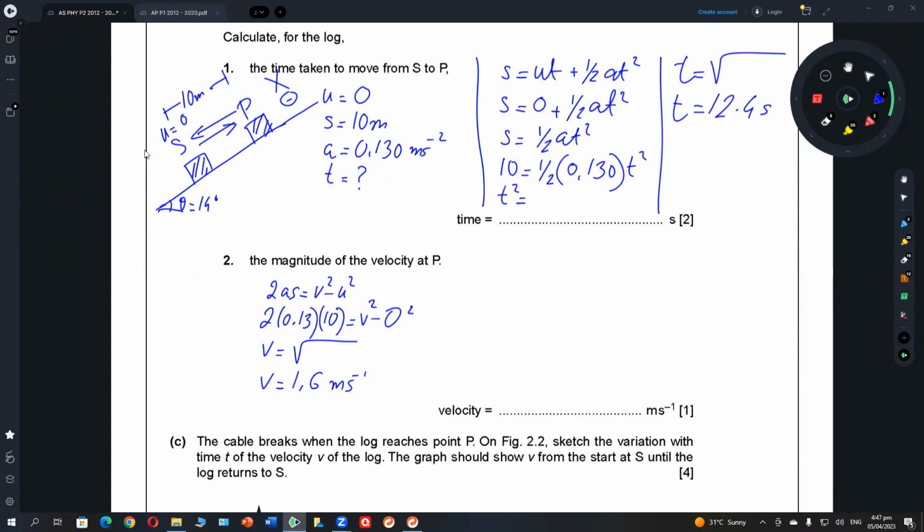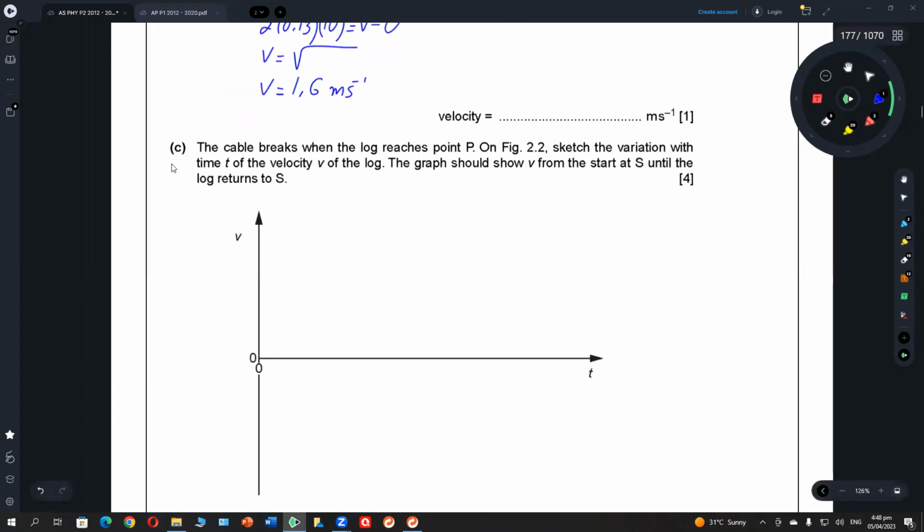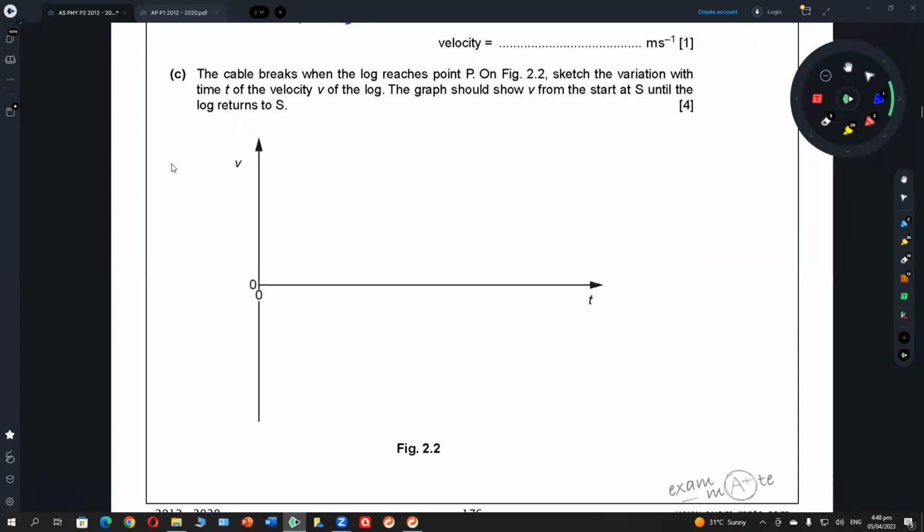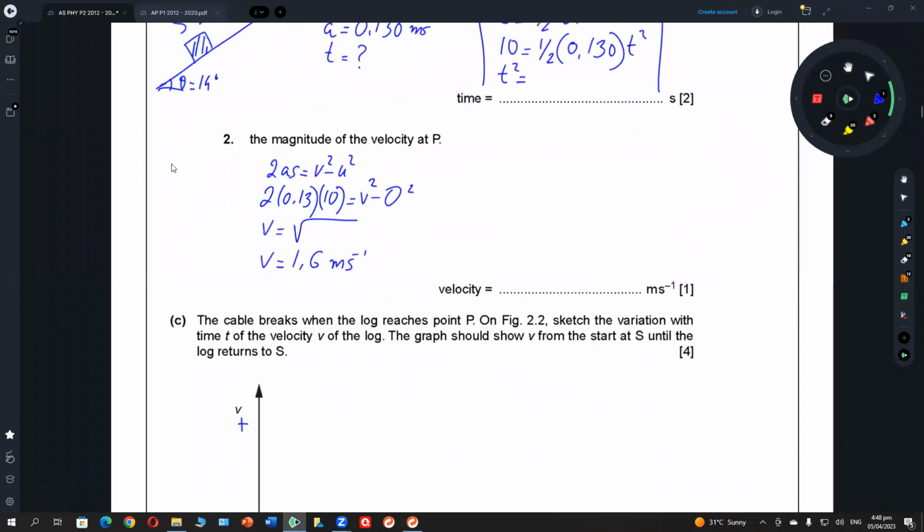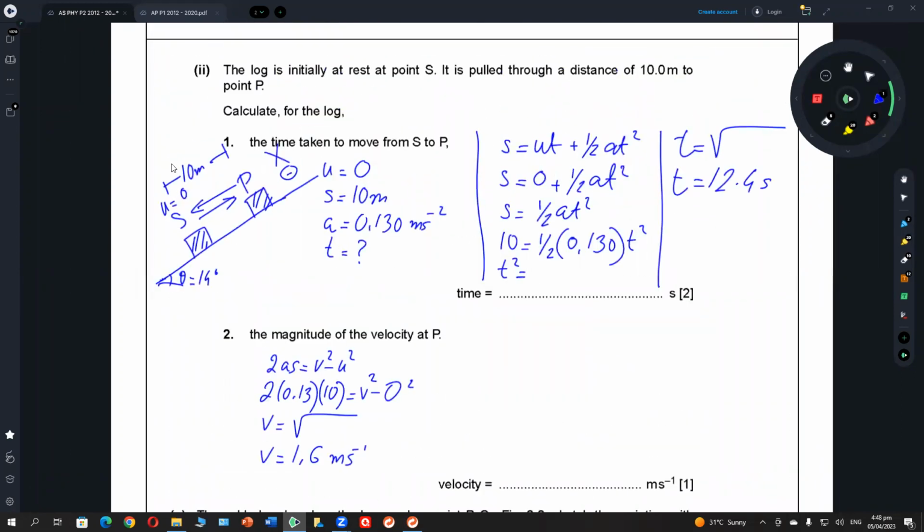When the log is coming back, will it accelerate or decelerate? It will accelerate. So we have gathered that picture also. Now we have the graph, and the examiner is giving us both positive and negative portion. Why is giving us negative? For the return journey. Very good. For the upward journey, velocity would be positive, and for the return journey, velocity would be negative. So this picture is also clear.